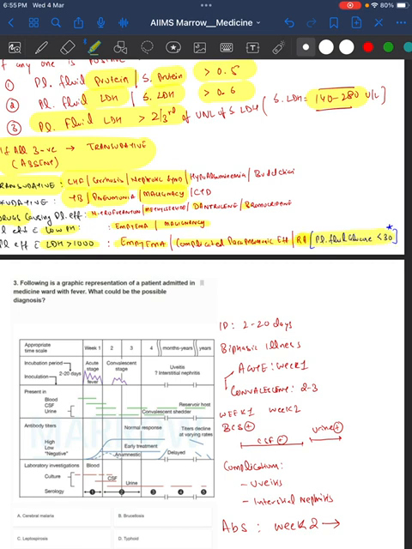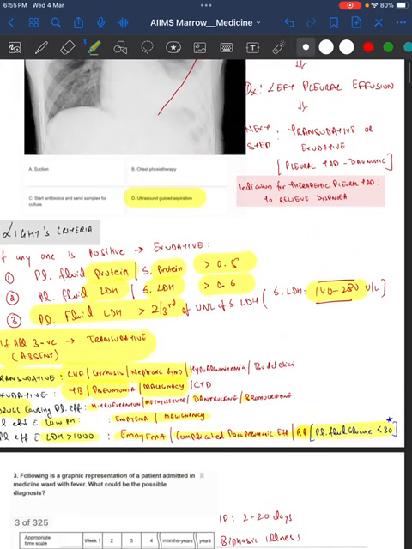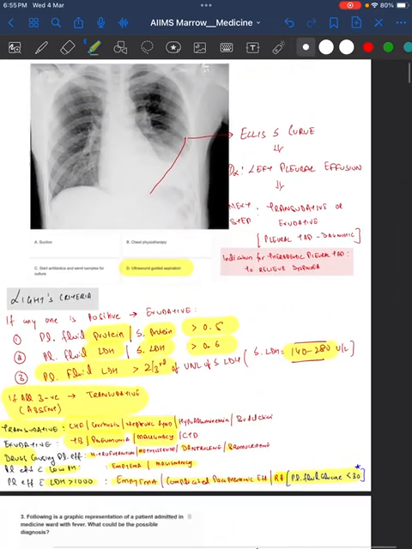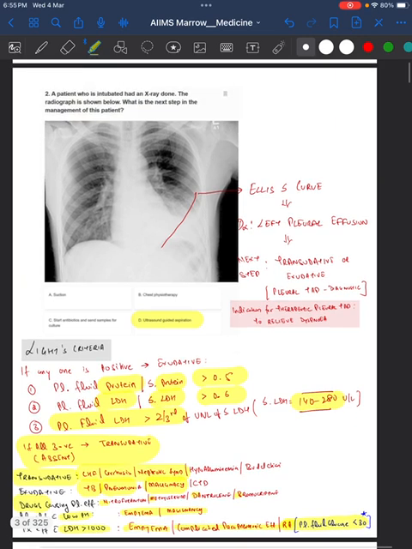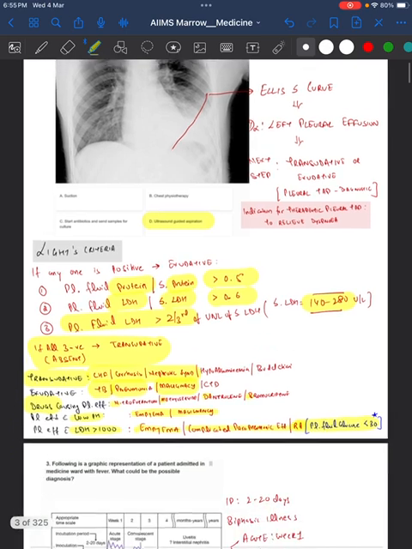This much low glucose is seen only in rheumatoid arthritis, a pleural effusion associated with rheumatoid arthritis. So these are the most important points. First we will do the pleural tap, then we will decide the next course of the treatment.